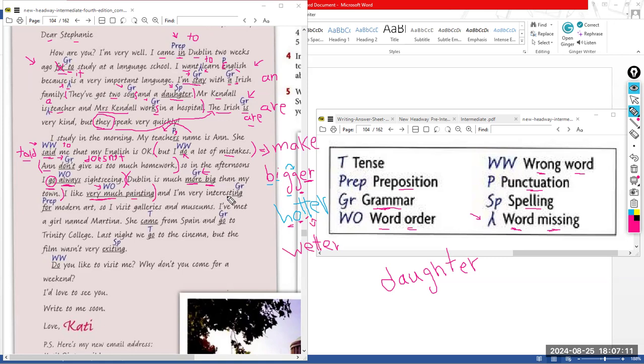And I'm very interesting for modern art. So notice here that I have two mistakes. One mistake is a grammatical mistake, and the second one is a prepositional mistake. Can you correct them? Exactly. So notice here I have to say, I'm very interested. So delete the ing and add ed, interested.